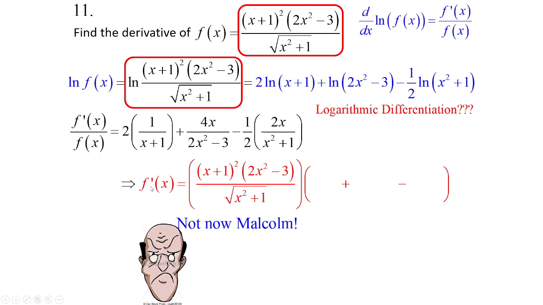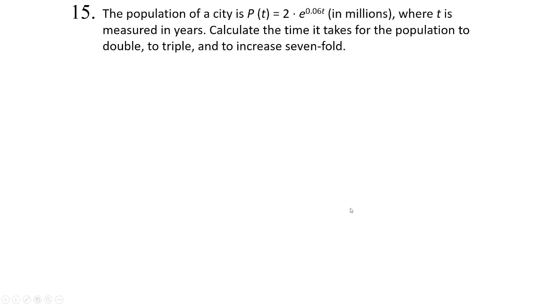And now let's clean up each of these. So I see a 2 over x plus 1. I see a 4x over 2x squared minus 3. And then I see the 2's cancel right there, and a minus. So I got x over x squared plus 1. There it is. Right on.